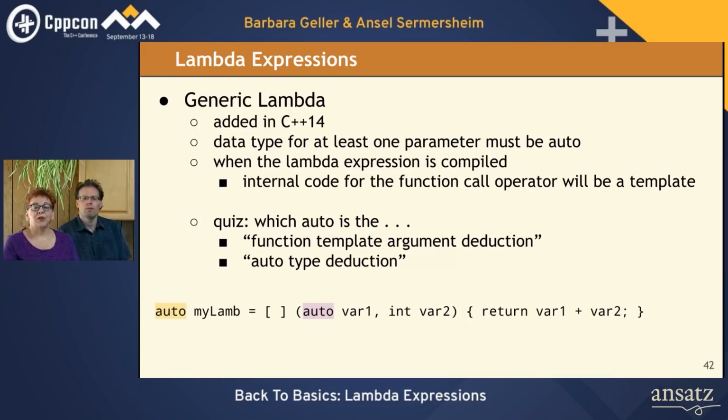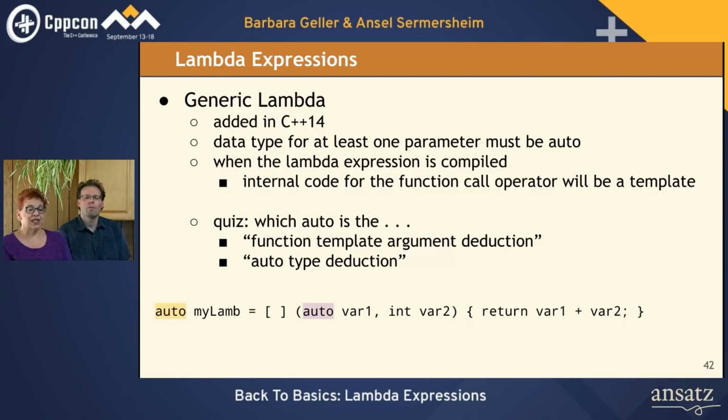So as a reminder, if any parameter uses the data type of auto, it's called a generic lambda. When you have a generic lambda, the compiler is actually going to generate a templated function call operator. So in this example, we have the word auto, one of them is in yellow and one of them is in purple. But these are not the same auto.